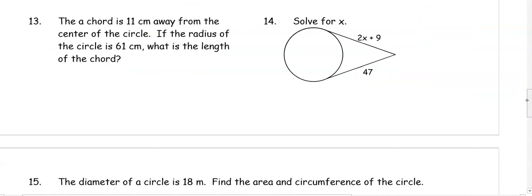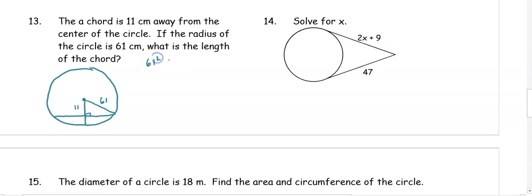Number 13, a chord is 11 centimeters in the circle. If the radius is 61, what is the length of the chord? So if we draw our circle, we have a chord going across. From the center to the chord, we know the distance is 11, and we know that the radius is 61. So we can do Pythagorean theorem. 61 squared equals 11 squared plus x squared.